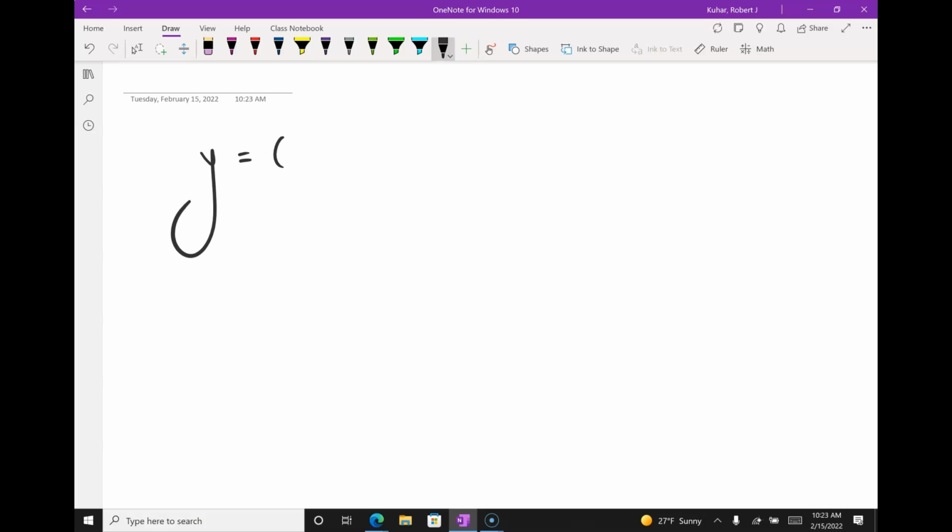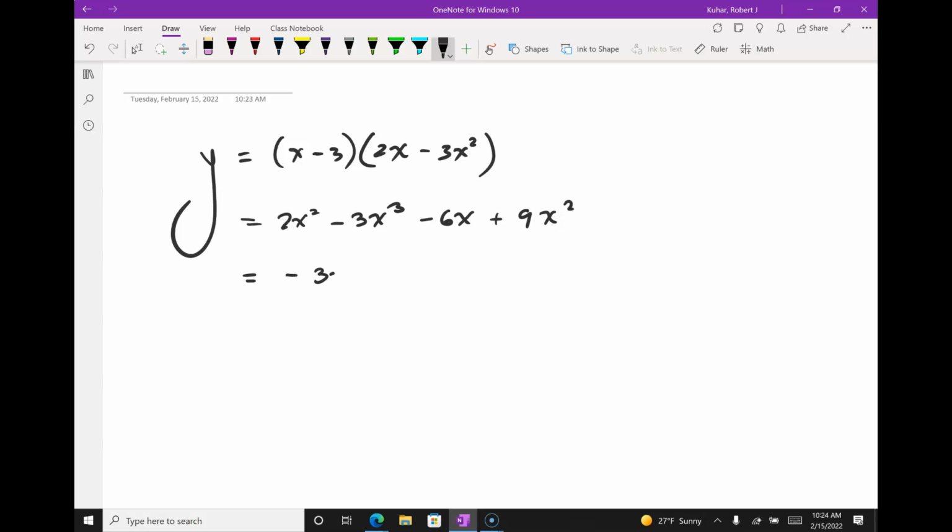So y equals x minus 3 times 2x minus 3x squared. Now, obviously I've got a product, right? But I can shortcut this one, yes? Because they're all polynomials, so I can expand this out. What do I get? I get 2x squared minus 3x cubed minus 6x plus 9x squared. So negative 3x cubed plus 11x squared minus 6x.